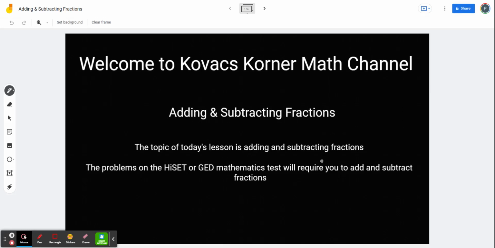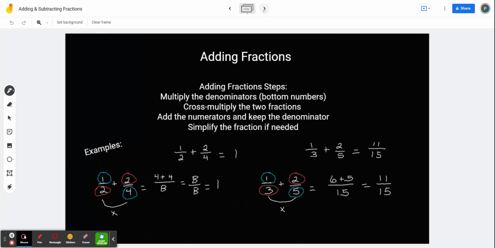The topic of today's lesson is adding and subtracting fractions. The problems on the HiSET or GED mathematics test will require you to add and subtract fractions. Adding fractions: multiply the denominators, the bottom numbers. Cross-multiply the two fractions. Add the numerators and keep the denominator. Simplify the fraction if needed. Those are the adding fraction steps.